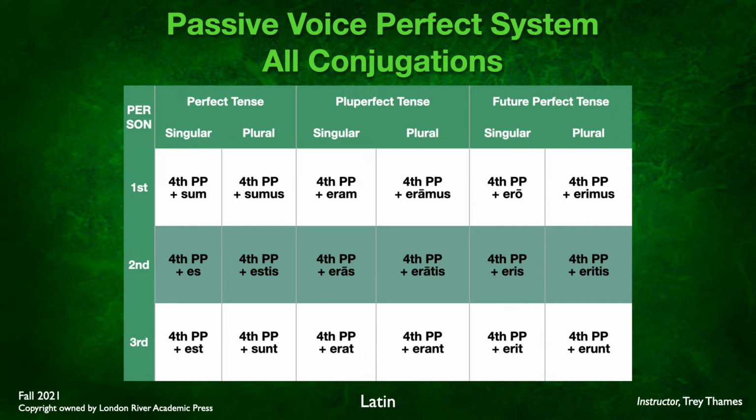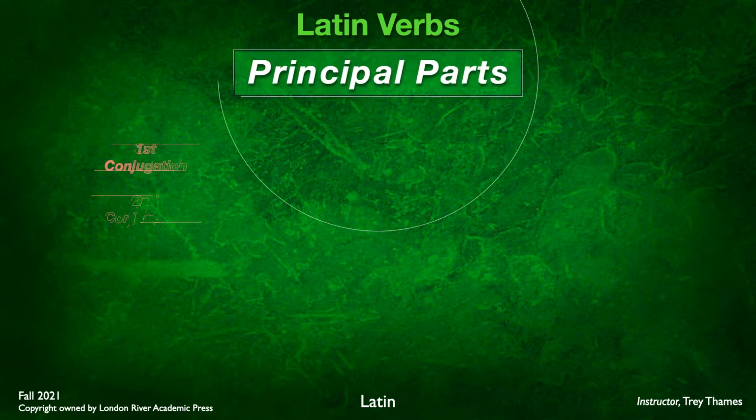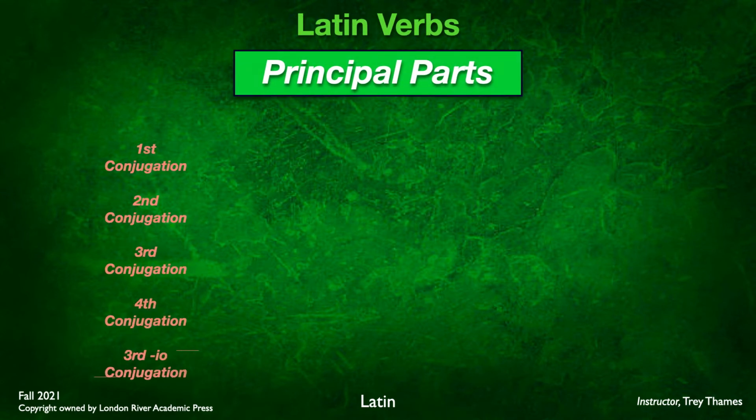So for the perfect tense, we add sum, es, est, sumus, estis, sunt, to the fourth principal part. And in the pluperfect, we will add eram, eras, erat, eramus, eratis, erant. And to the future perfect tense, we will add ero, eris, erit, erimus, eritis, erunt. So all these forms of sum you've already learned. So all we're going to do is add this to the fourth principal part. There we go.